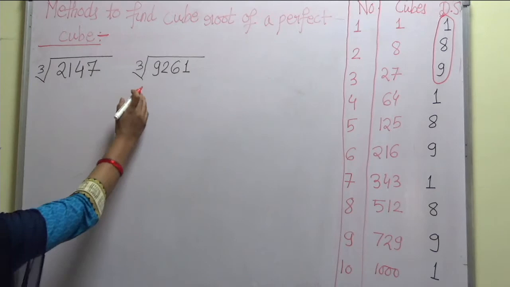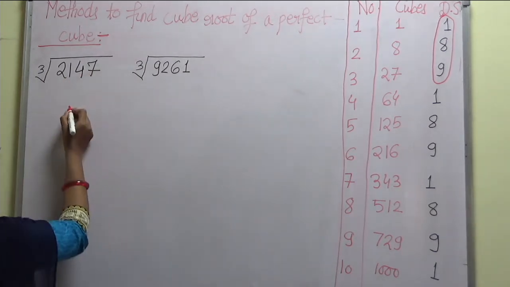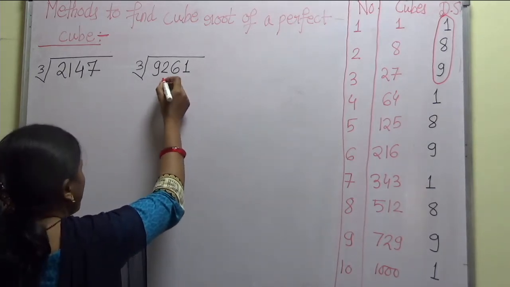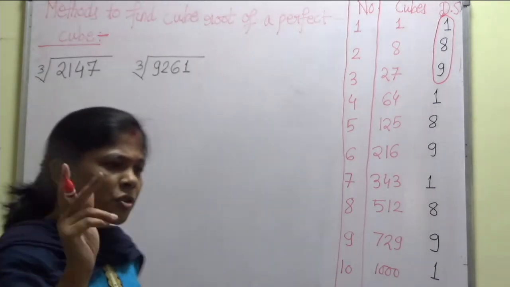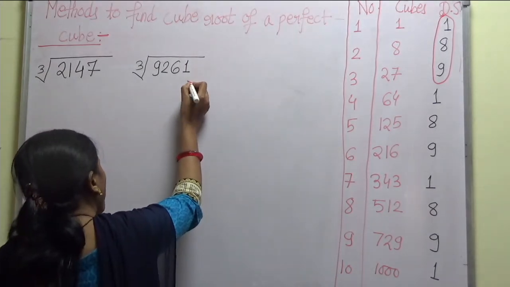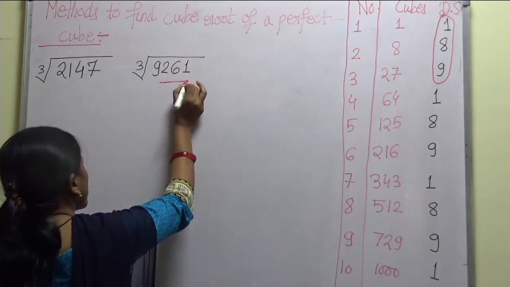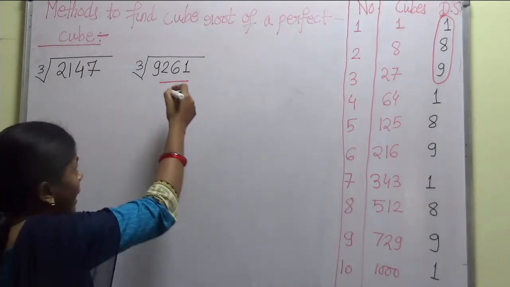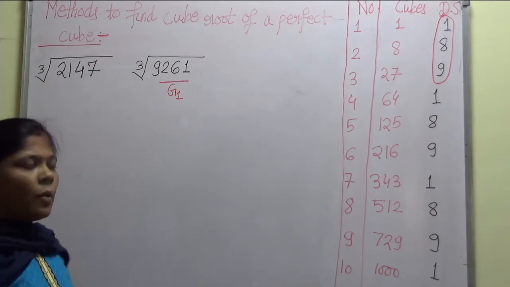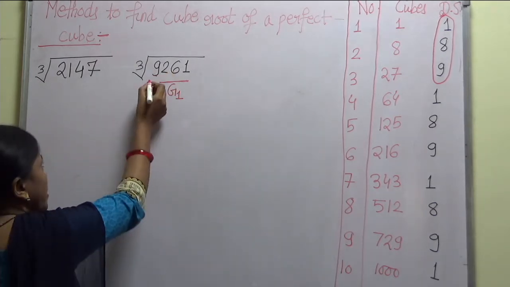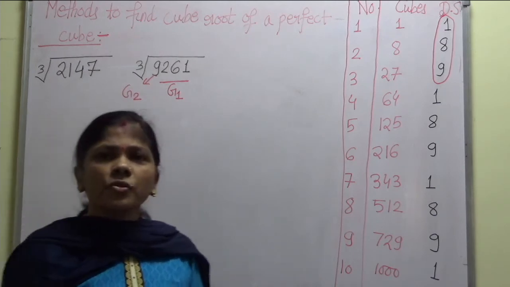So 9261, this is the number I am considering here, right? So what we do, we will factorize, we will form the group. Now there will be two groups. The first group will be formed from the right-hand side, where we put the last three digits in one pair, that is group number 1, whereas the remaining numbers are put in another group, that is G2, right?